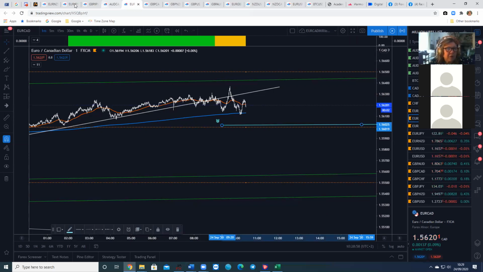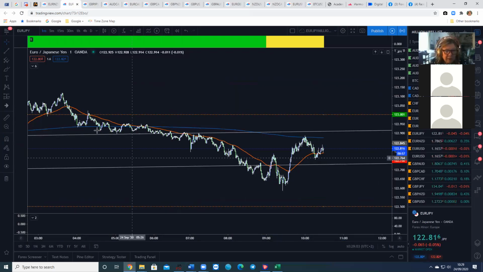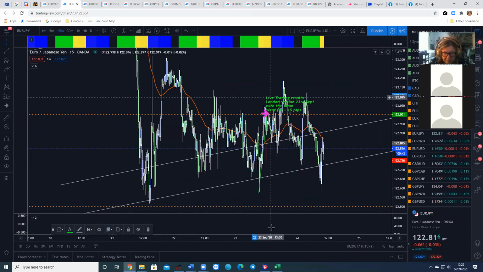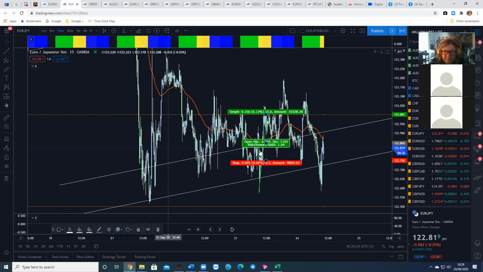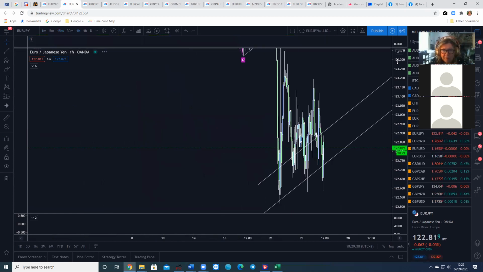And Euro JPY, we've had a downward trend and it looks like it's broken that. This is a scan, it's coming back into a scan. Let's tidy that up as we go, just so you can check your scans.